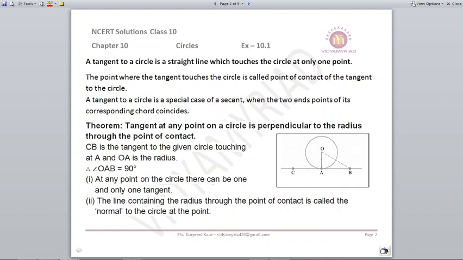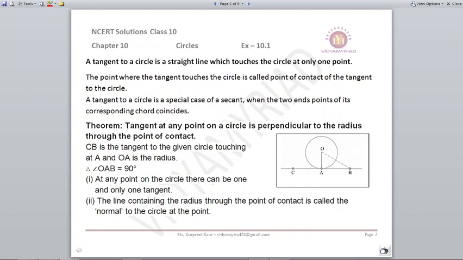Now if you look at the figure, there is a circle and there is a line CB. It is touching the circle at point A. So CB will be taken as tangent to the given circle. The point where the tangent touches the circle is known as the point of contact of the tangent to the circle. So in the figure, A will be the point of contact.